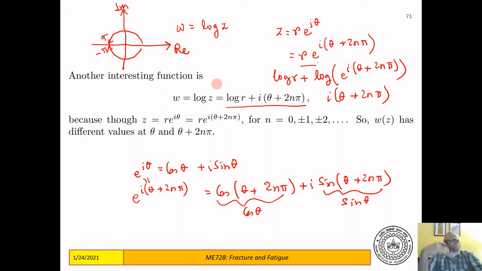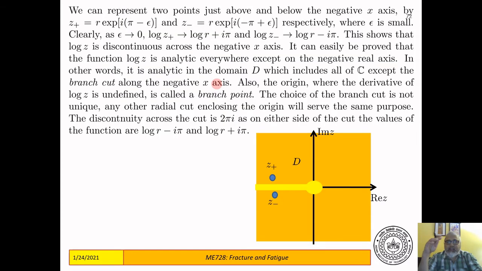If you have n equal to 1, that's another branch. If you have n equal to 2, that's another branch, and so on. So as long as we remain within this plus pi and minus pi, we have a single valued function. To do that, what we imagine is that I cut the domain along the negative x-axis and gouge a small hole around the origin. So I cut the domain like this.